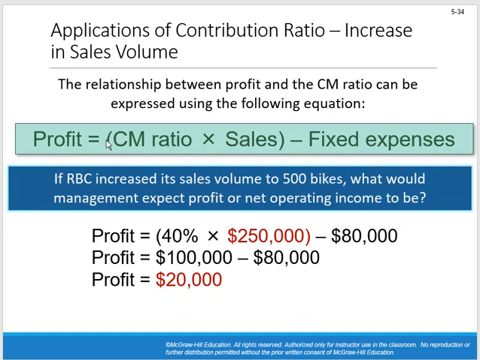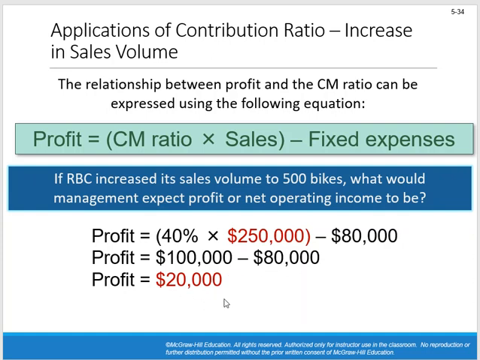So next, here they're giving us more equations. We already know this. Profit equals, well, it's a different form this time, right? We already know the basic profit equation, but now they're putting in the CM ratio. So if we take profit equals CM ratio times sales minus fixed expenses, it's just another way of restating the equation we got previously. And look, we still come up with 20,000. So our profit equals the CM ratio, 40%, times the sales dollars, 250,000. So that's 100,000 minus 80,000 equals 20,000.